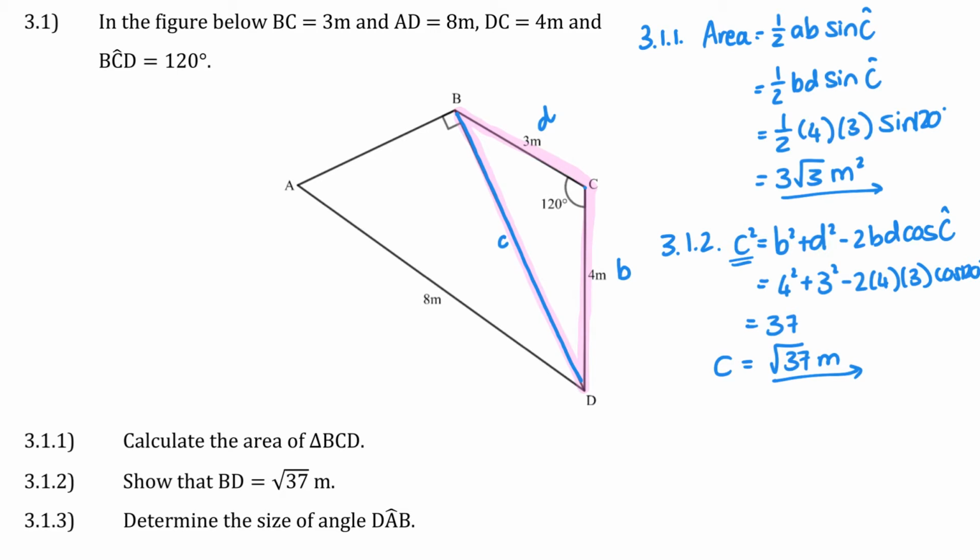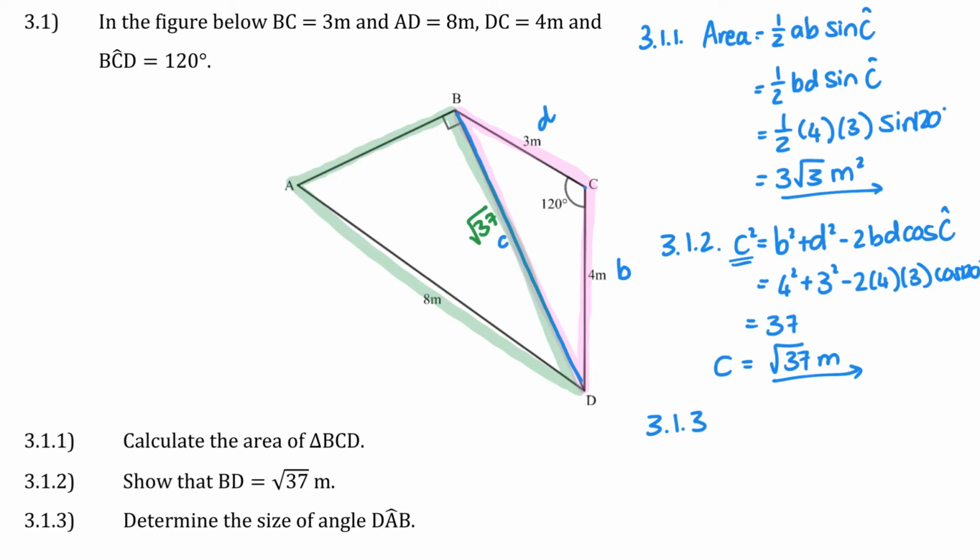The third question, 3.1.3. Determine the size of angle DAB. Now DAB is this angle here. It looks like I'm working in a different triangle. So in this different triangle, I know that side c or side BD is root 37. Even if I didn't get the answer that BD is root 37, I can use it because that's what the answer of the previous question should be.